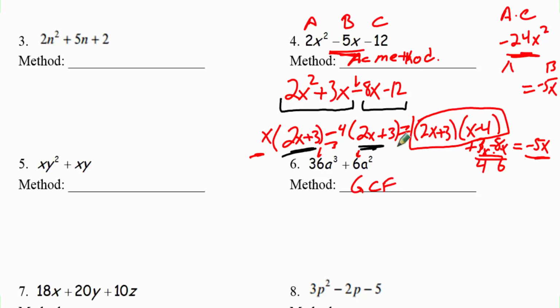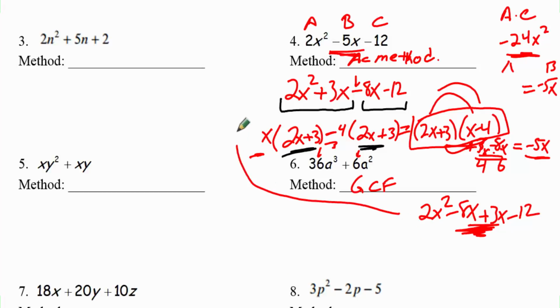How do we check this? Well, we check it by doing the distributive property. So 2x times x would be 2x squared. 2x times negative 4 would be negative 8x. 3 times x would be 3x. And then 3 times the negative 4 would be negative 12. And you do have to combine these like terms to get this negative 5x in the middle, but then these two things should match identically. If they don't, then you made a mistake.